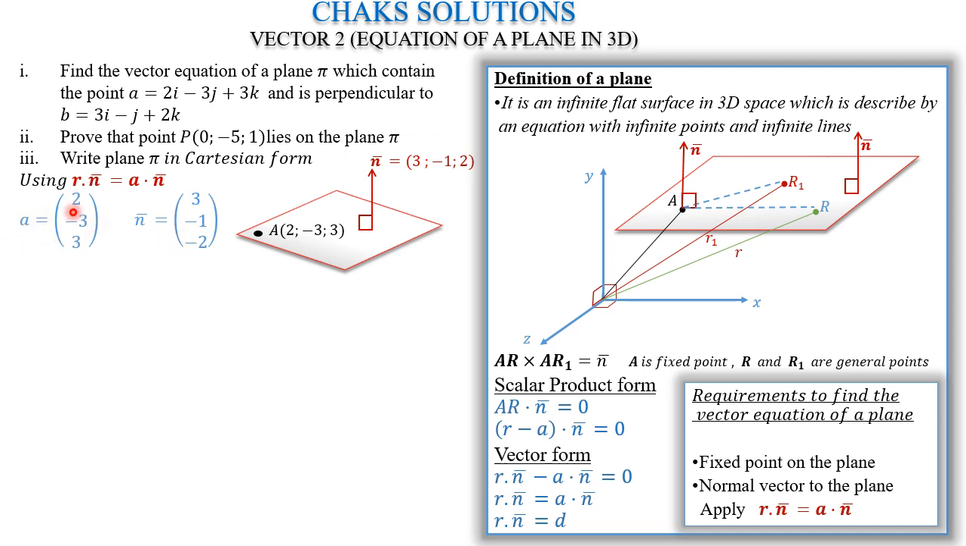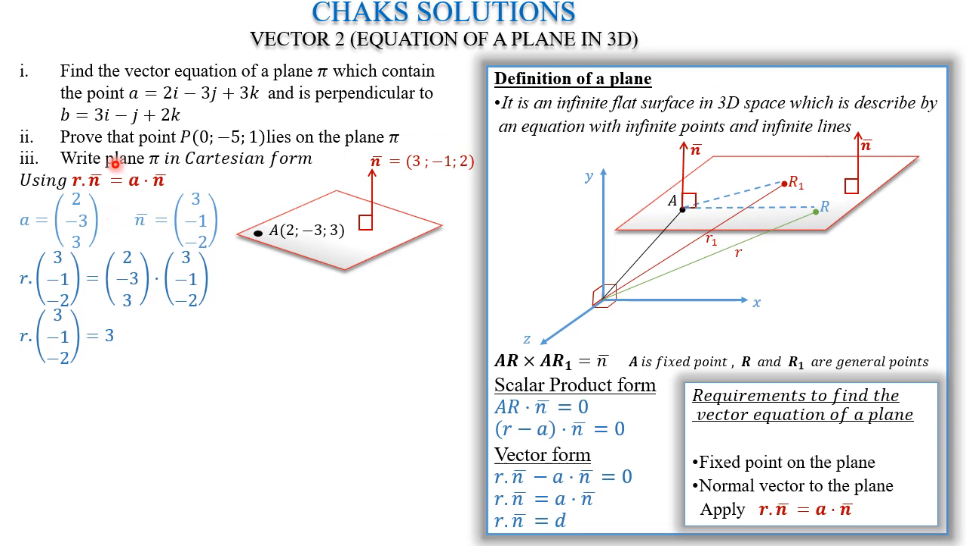So a, our fixed point, is (2, -3, 3). Then the normal vector is (3, -1, -2). So now we apply r dot (3, -1, -2) equals the fixed point dot the normal vector. So this is going to give us r dot (3, -1, -2) equals the dot product: 2 times 3 plus -3 times -1, plus 3 times -2. So this will give us 3. So now this is the vector equation of the plane pi.